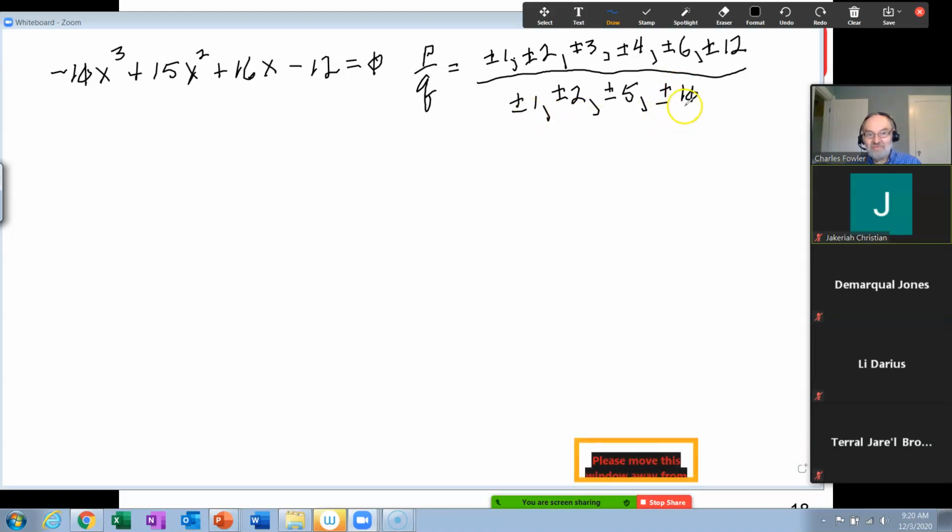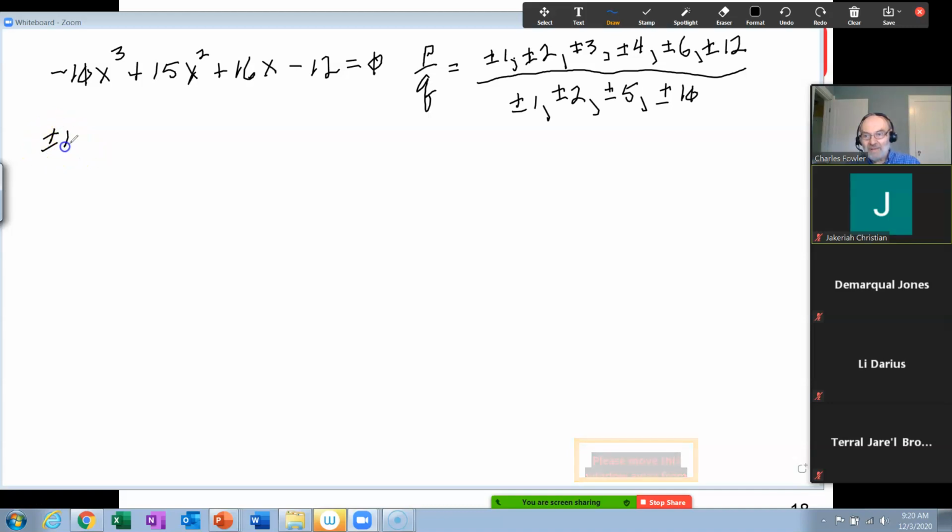And again, whenever you have an even number, your pairs will work out that way. Sometimes even numbers will have an odd number of things, but I misstated that. Oh my goodness, look at how many possible rational zeros we got. Okay, let's start listing them.